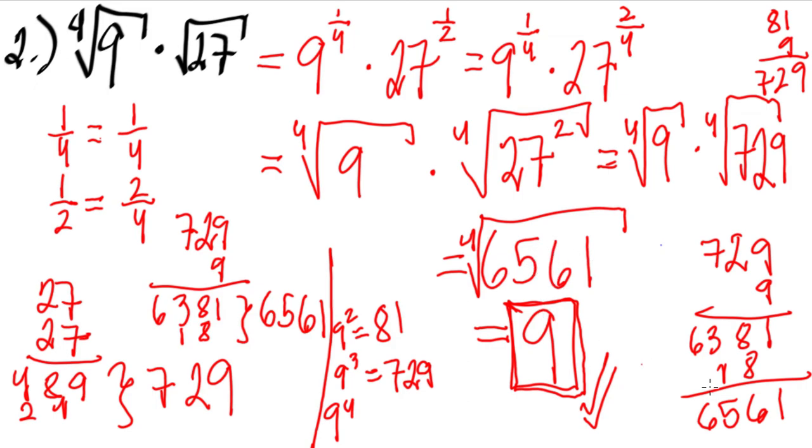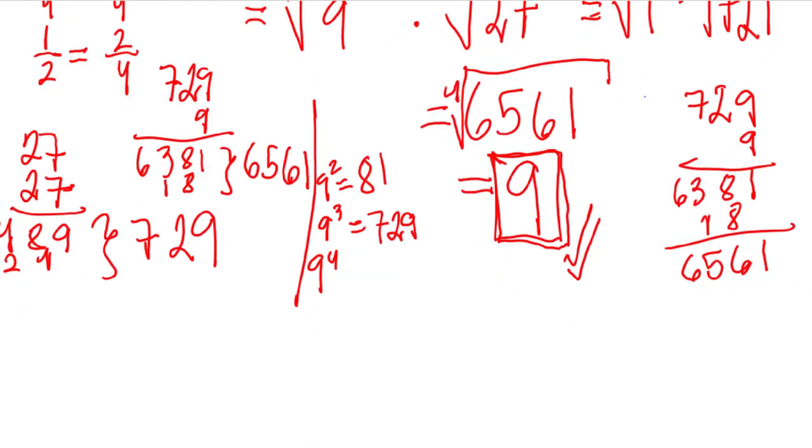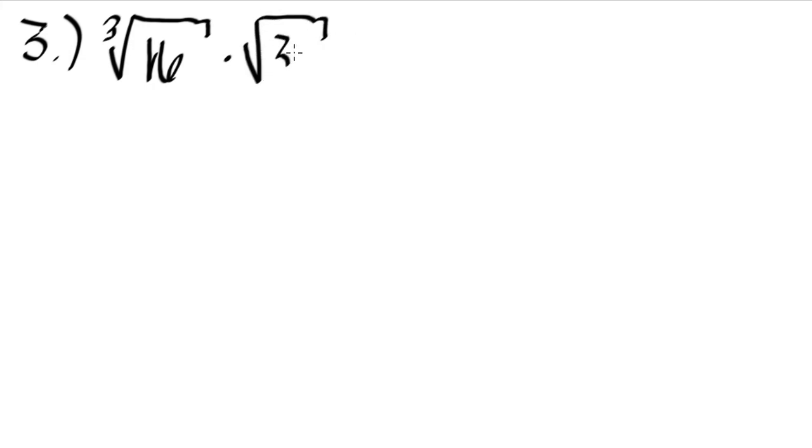Okay? Okay, last number for the second example. Last number, let's have number 3. Okay, so for number 3, what we'll have here is going to be the third root or the cube root of 16 times the square root of 32. Okay, let's try to answer that, shall we?